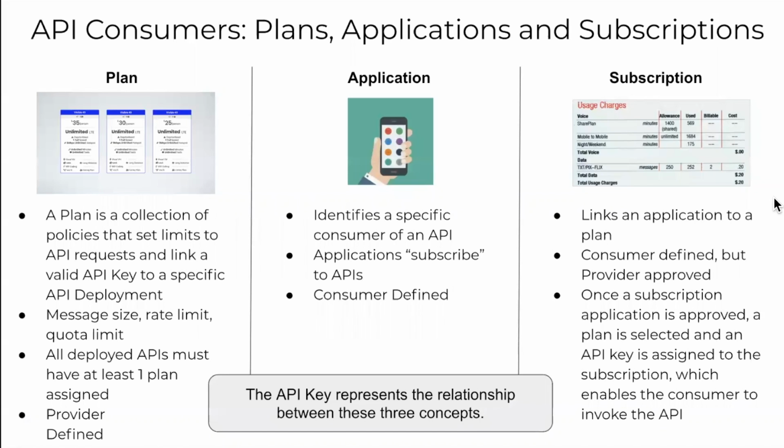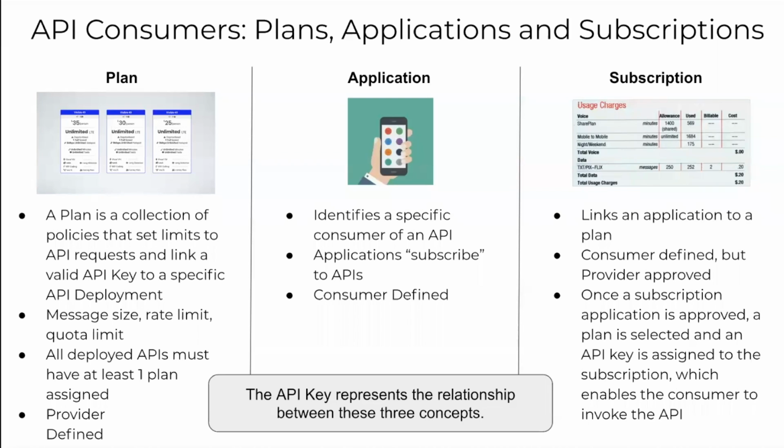Okay. All right, so we've talked a lot about kind of the provider side of things, meaning, how do we expose APIs? So this is a little bit about how we consume those APIs from a consumer standpoint, okay? So 3 key concepts that we need to understand. So there's a plan, an application, and a subscription. We've talked a little bit about applications, but let me go into more detail on some of these.